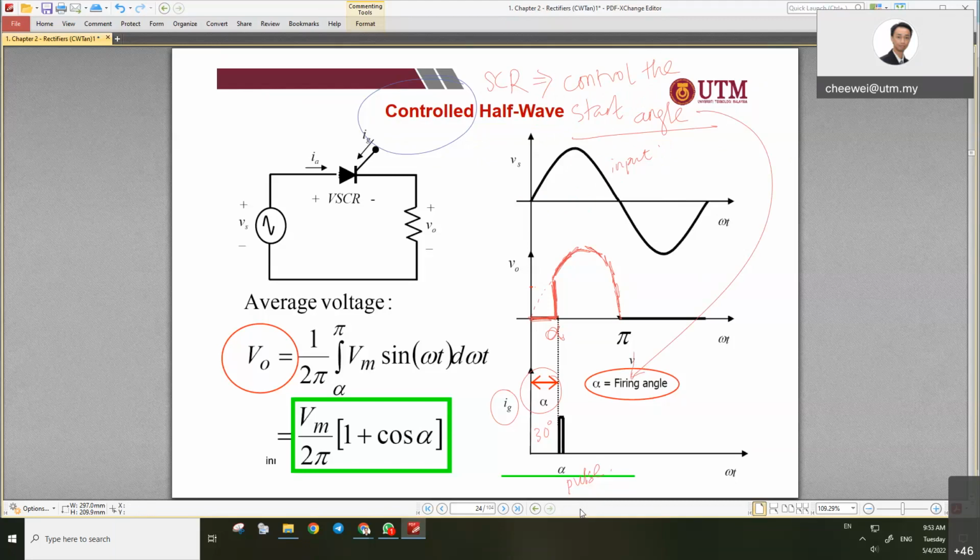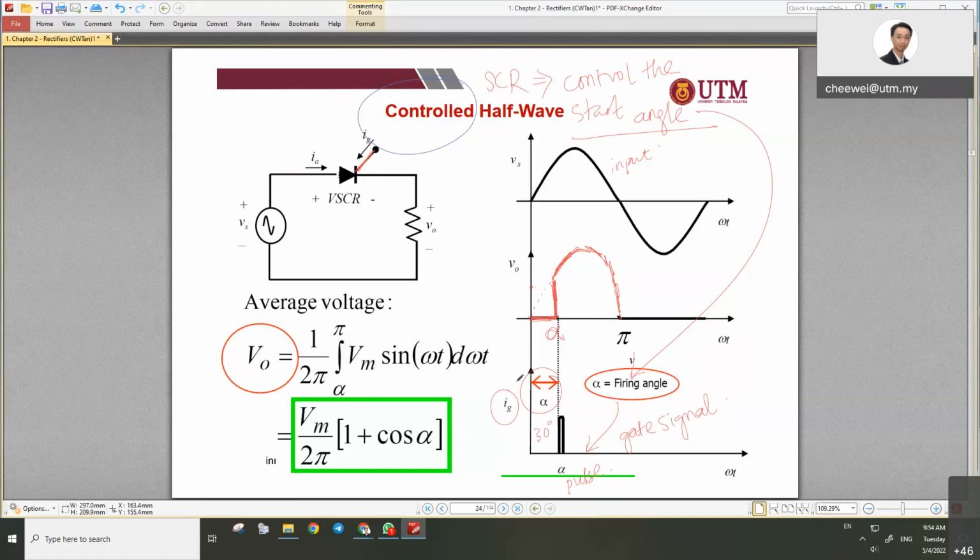And how do you control the firing angle? By giving the gate signal. You give the signal to the gate, which is the current that you supply to the gate here. The gate here, you supply the current IG. When I supply the current IG to the gate at the angle of alpha, we know it as the firing angle. So before the firing angle, nothing happened because the SCR is a controllable starting point, okay? So this alpha actually can change. You can change the starting point of the alpha.